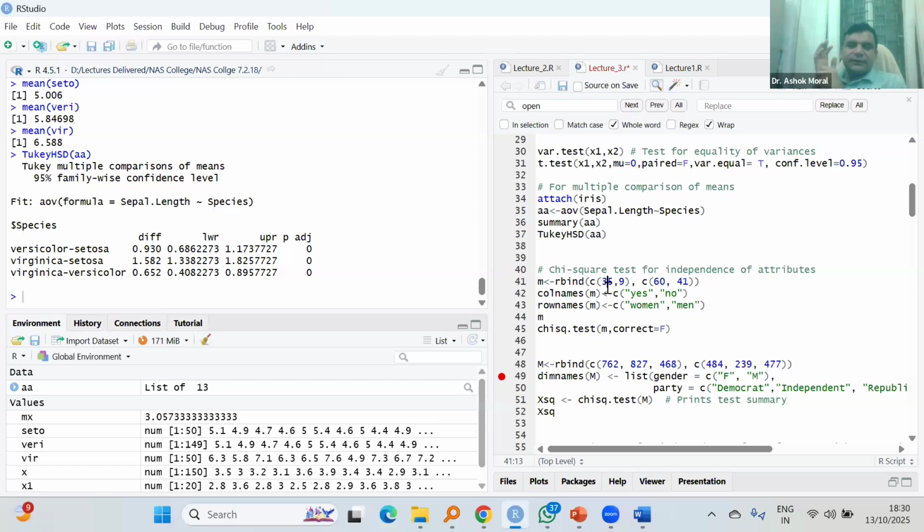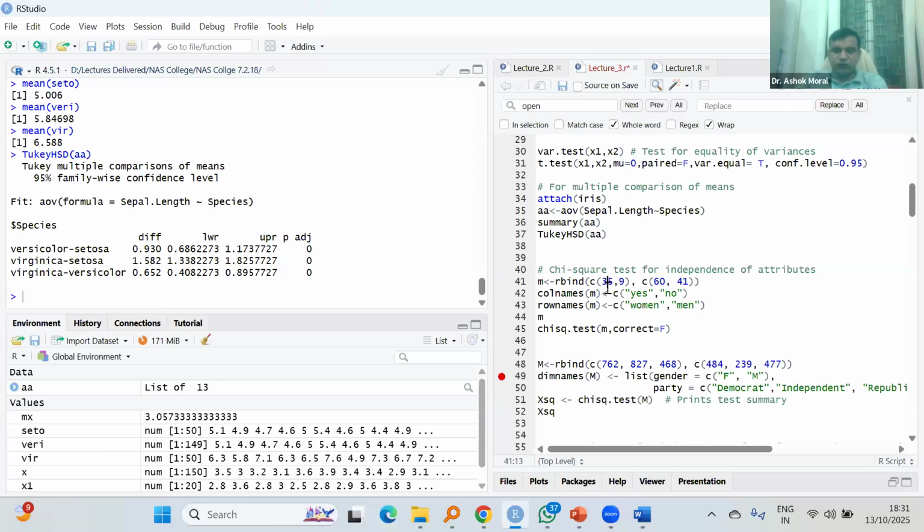So this is all regarding the t-test along with the ANOVA. Now we move forward to one important test, that is the chi-square test. And chi-square test is basically for the independence of attributes, the chi-square test for association. So what do we mean by association? Whether two categorical variables are related or not.